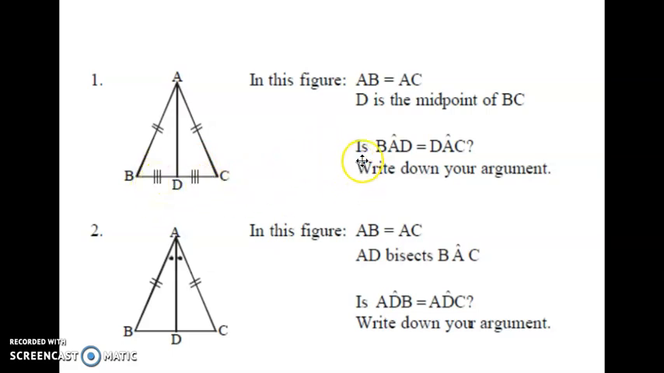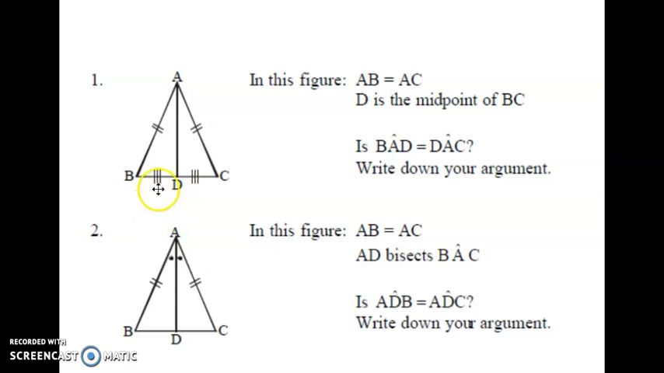Now they ask us, is angle BAD, meaning that angle over there, equal to DAC, which means this angle over here. Now they say write down your argument. So, I need to prove that triangle BAD is congruent to triangle CAD. So let's look at the information that we have.